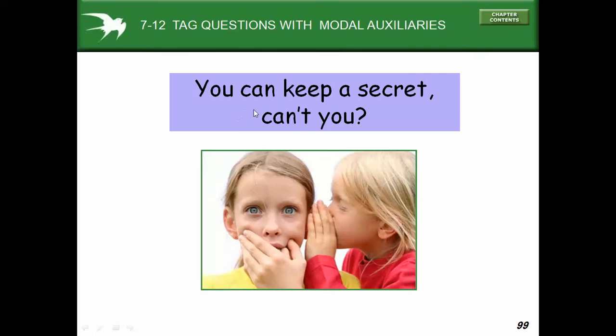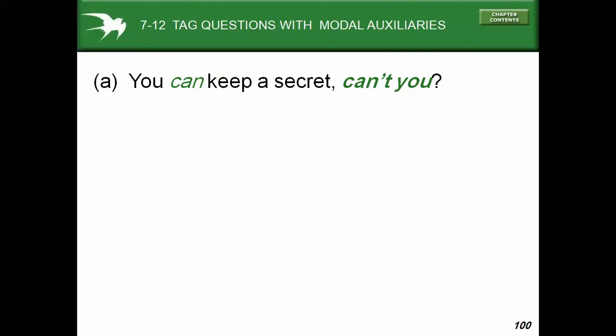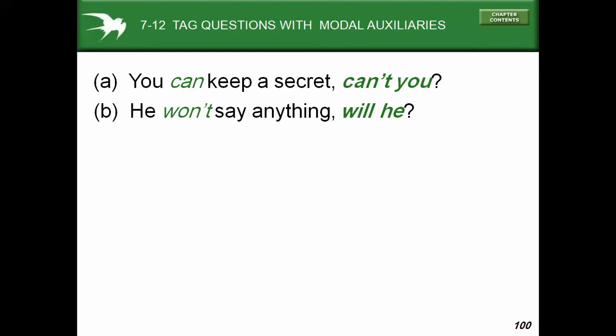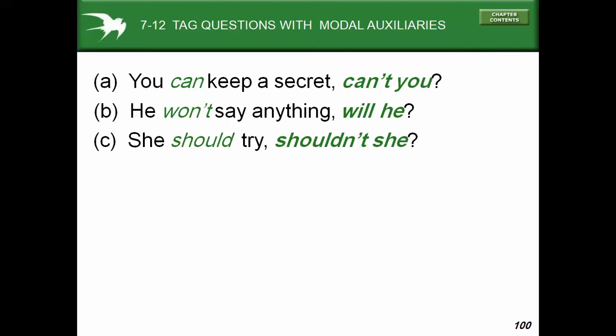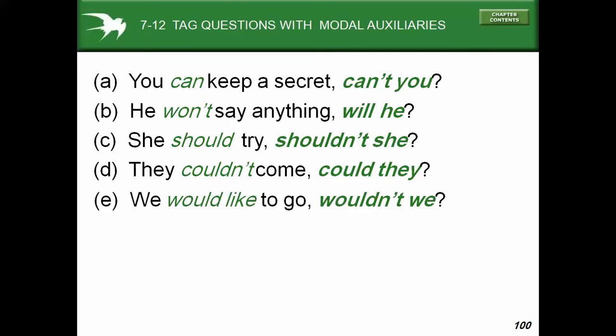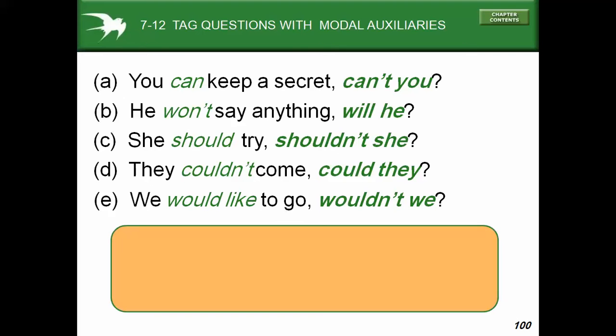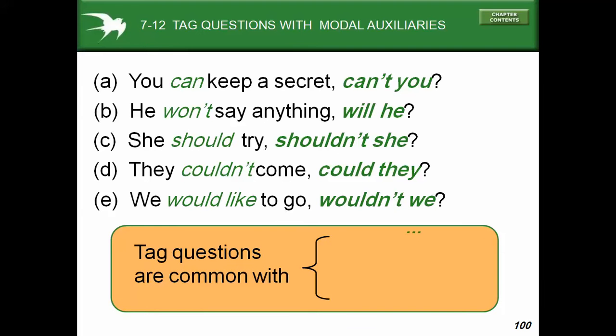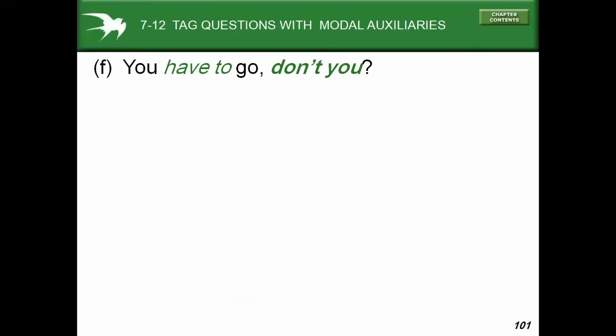You can keep a secret, can't you? This is tag questions with modal verbs. You know, tag questions. You can keep a secret, can't you? He won't say anything, will he? She should try, shouldn't she? They couldn't come, could they? We would like to go, wouldn't we? Tag questions are common with can, will, should, could, and would.